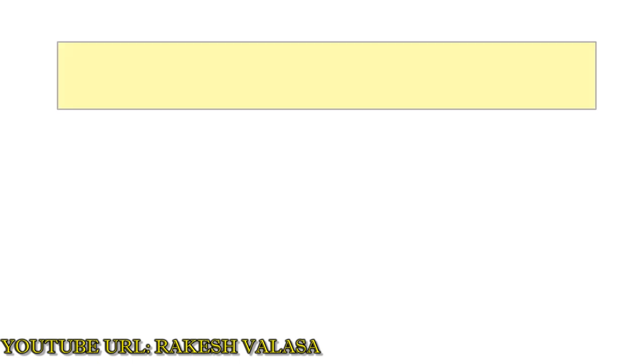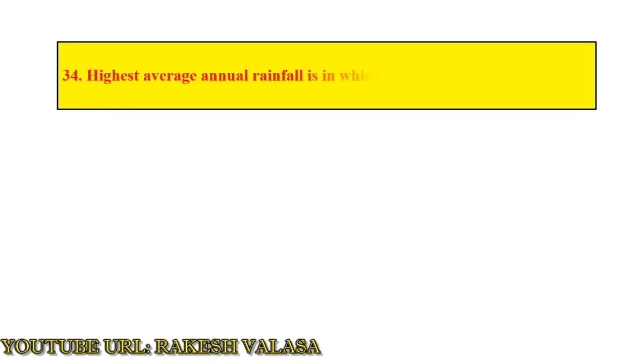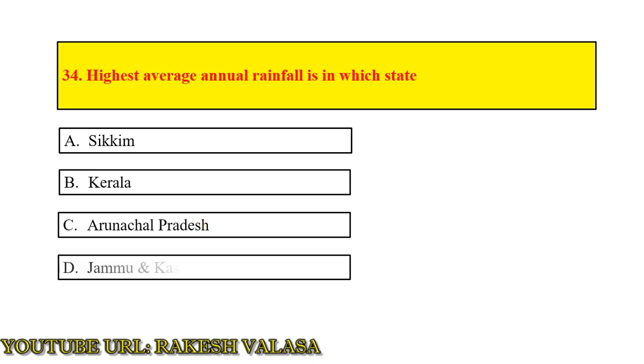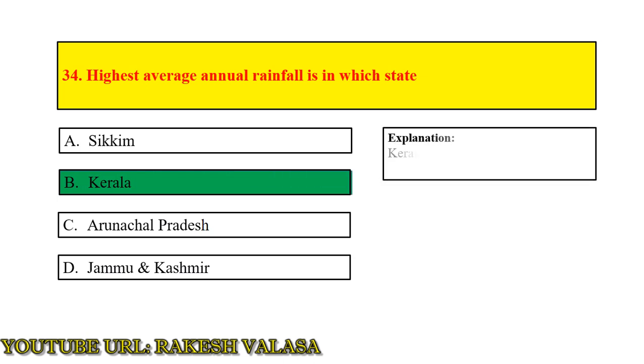Question number 34. Highest average annual rainfall is in which state? Answer: Kerala. Explanation: Kerala has the highest average annual rainfall.